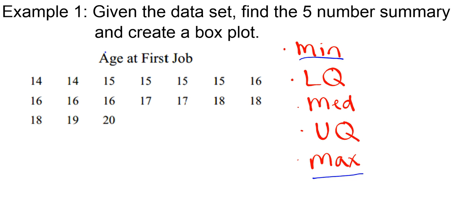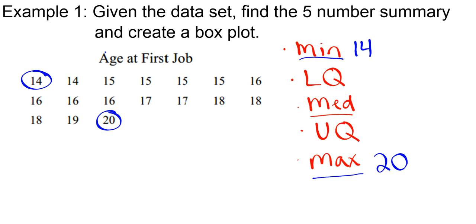Your minimum is your smallest number when listed from least to greatest. In this case, it's 14. Your maximum is your biggest number when listed from least to greatest, which is 20. The next thing that's pretty simple to find is your median. That's going to be the middle number.